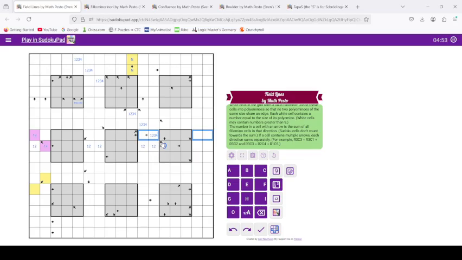This one is at least 6. 1, 2, 1, 2. 6, 7, 8, or 9. This one's also at least a 6.